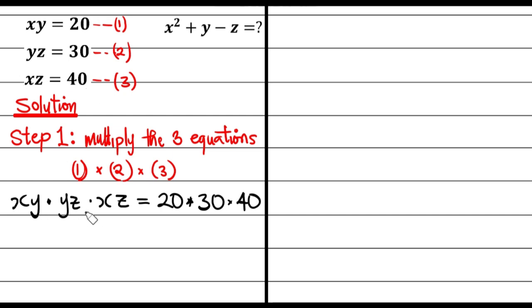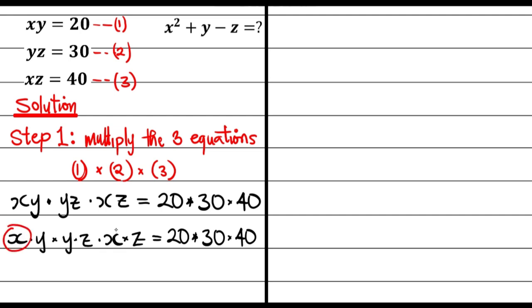If I break down this left hand side so that I can really see what it means: x times y, times y times z, times x times z, equals 20 times 30 times 40. I can see that I have x here and another x here, and there is multiplication between them. This is going to result in x squared. Of course, I have y here and another y here. If I multiply that together, I'm going to have y squared.